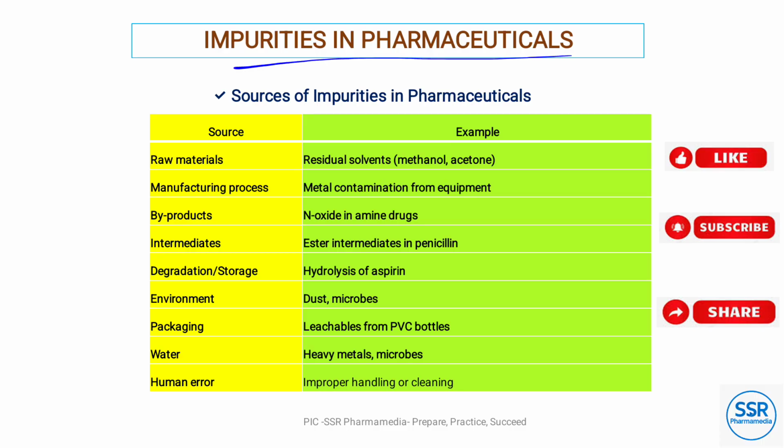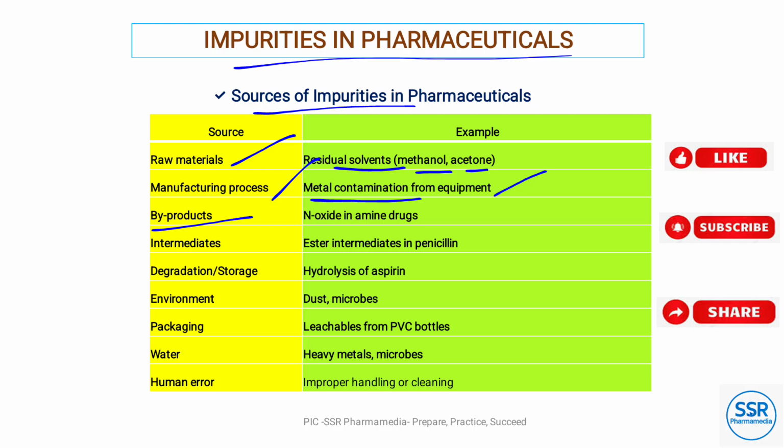So next we will discuss the sources of impurities in pharmaceuticals. There are several sources. First one is raw materials. For example, residual solvents used in the preparation of raw material, like methanol and acetone. And the manufacturing process: during manufacturing, metal contamination from the equipment may occur as an impurity.